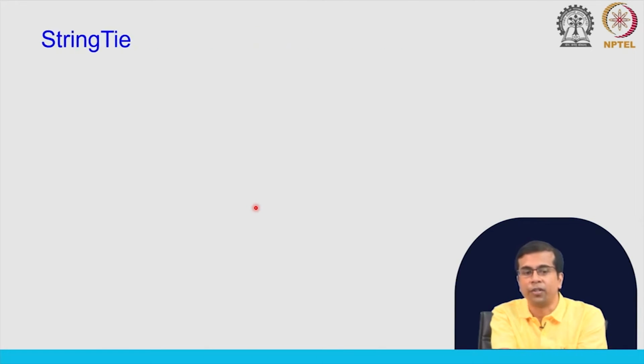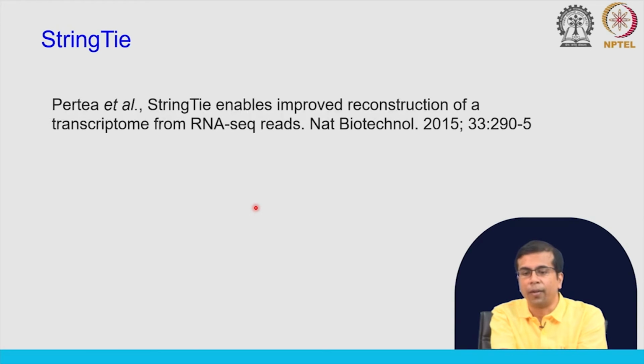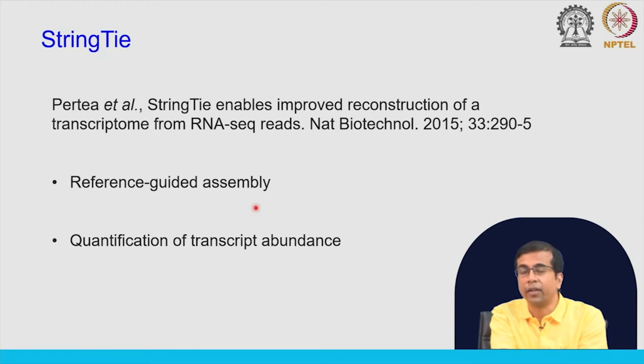Okay. So, one such tool is StringTie. This also helps in improved reconstruction of the transcriptome. But compared to the previous ones, this is a tool that does assembly based on a reference. Okay. So, you get reference guided assembly. So, you have to have the reference genome present, and in addition to the assembly of the transcripts, this tool can also quantify the abundance of transcripts that are present in the cell.